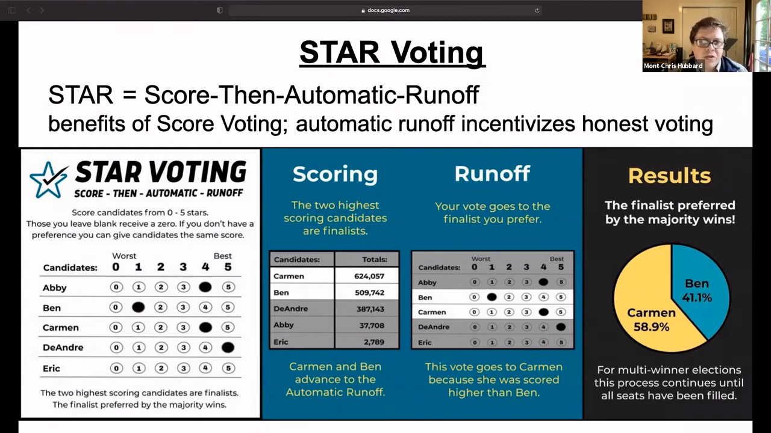It has the benefits that score voting has, but the automatic runoff incentivizes honest voting. It doesn't completely solve later no harm, but it incentivizes you to express an opinion and not bullet vote. Because if you bullet vote, you're throwing away your vote in the runoff, unless your favorite candidate makes the runoff.